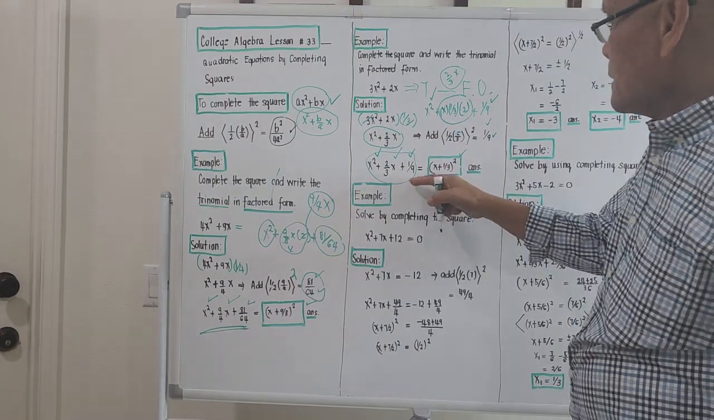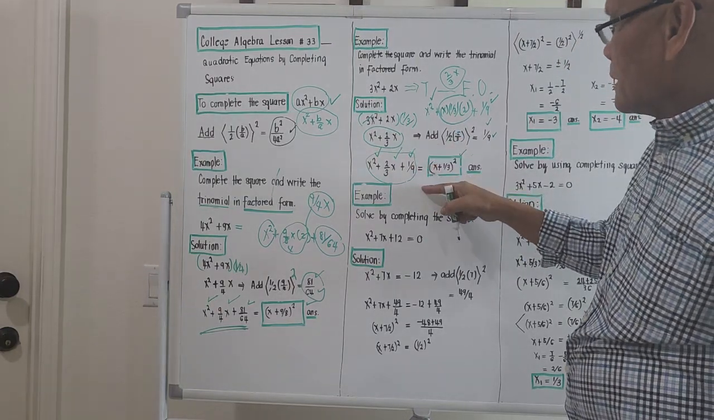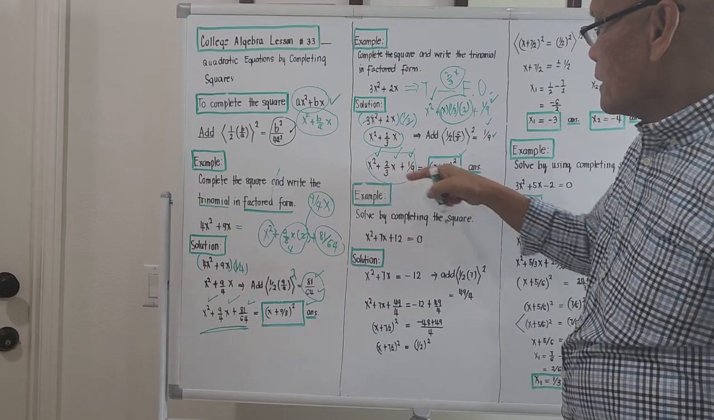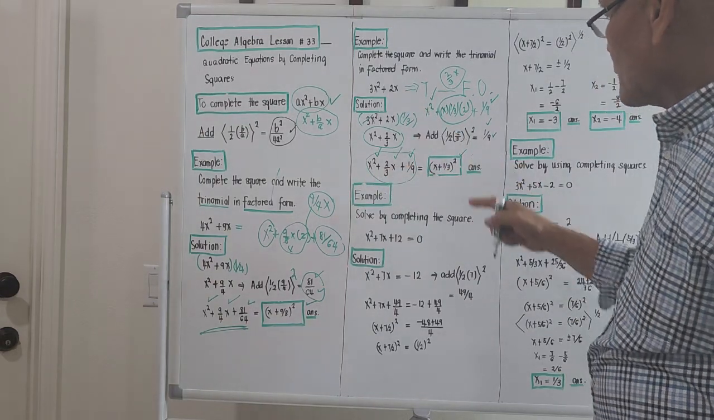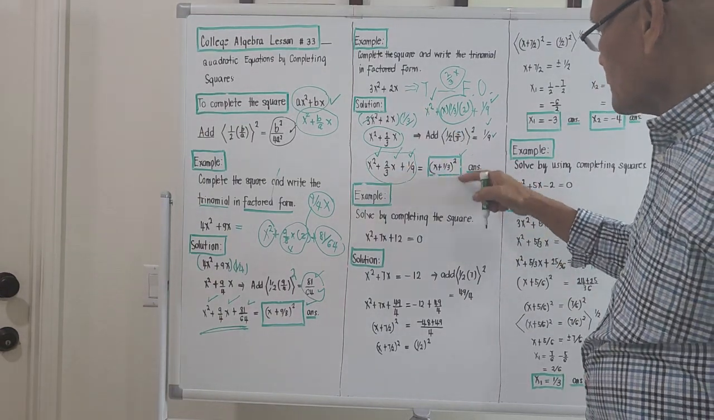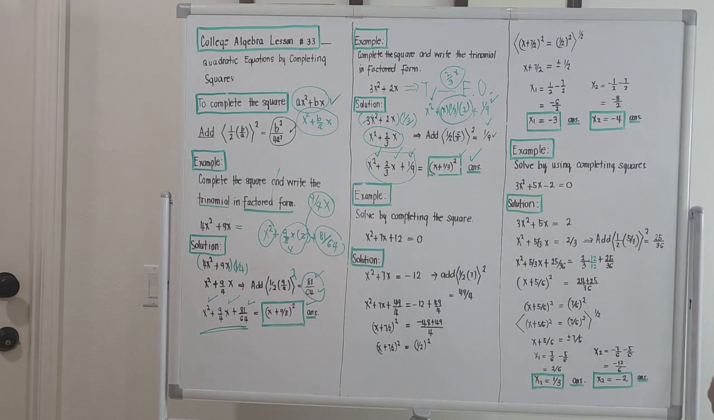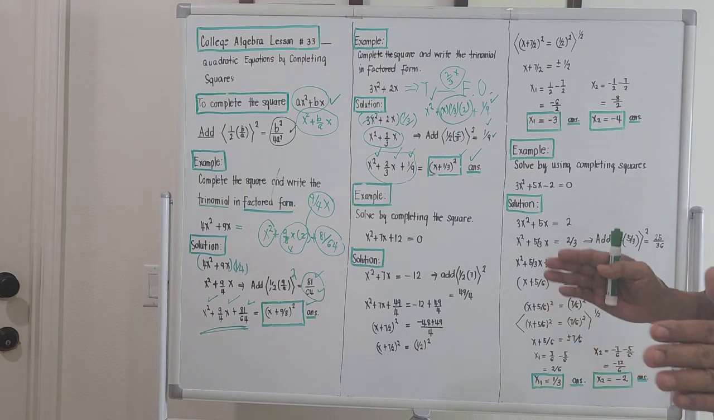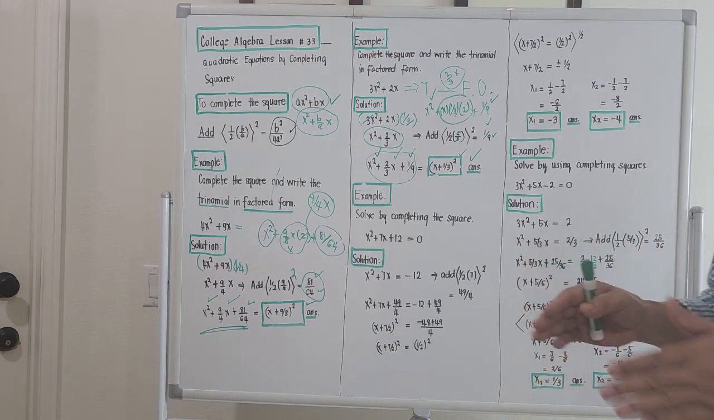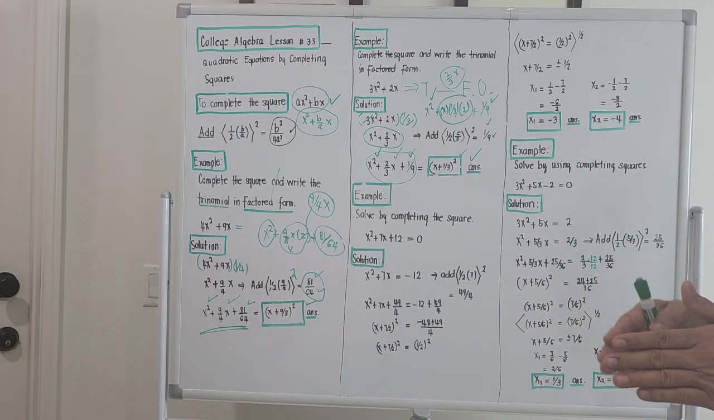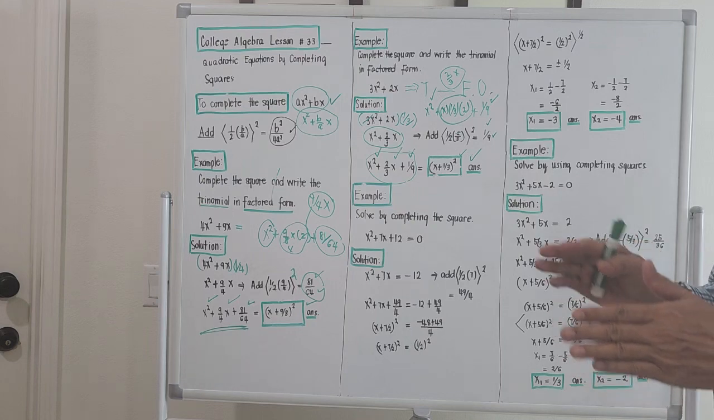So meaning to say, after the addition of 1/9, this will now be a trinomial, and this is now factorable to the quantity x plus 1/3 quantity squared. Answer. Okay? We are not yet solving for x. Okay? We are just practicing how to convert a given quadratic equation to a perfect trinomial. So we could take the so-called factor form of that one.